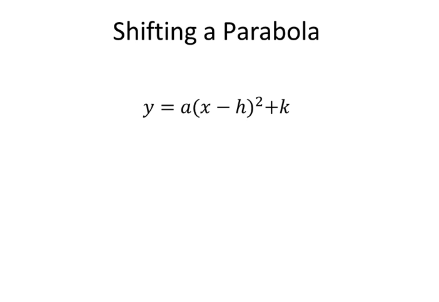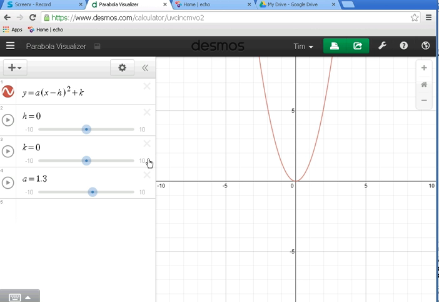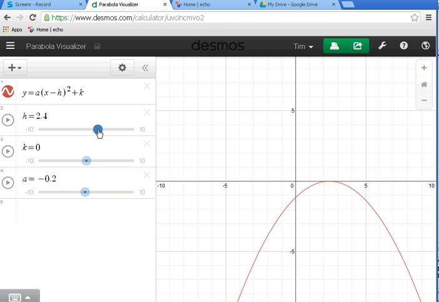Let's take a look at what this looks like on the parabola visualizer. I have this formula now, and A still does the same thing. Makes the parabola narrower, or upside down, or wider. And H and K do just what you might think. They shift the position of the parabola on the graph.